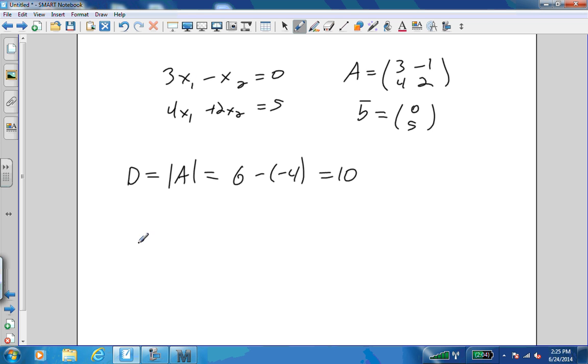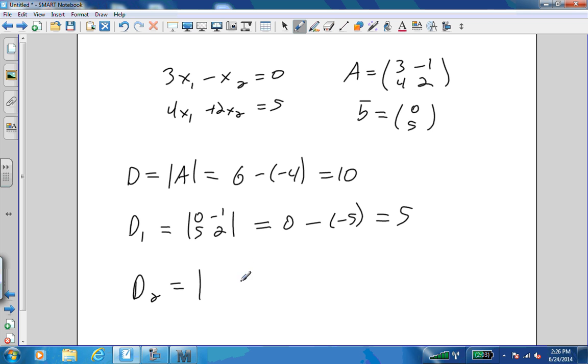We have two variables, so we need D1 and D2. For D1, we replace the first column of A with B, so the first column becomes 0, 5. The second column stays the same. So that determinant is 0 minus -5, or 5. For D2, we replace the second column with B. So the first column stays the same. The second column becomes 0, 5. So that determinant is 15 minus 0, so 15.